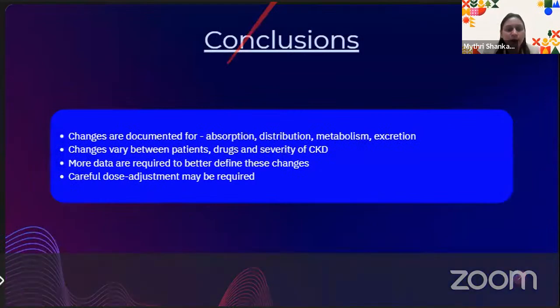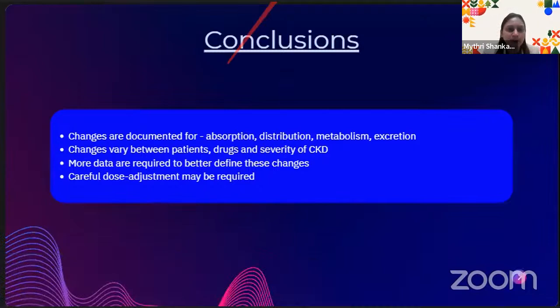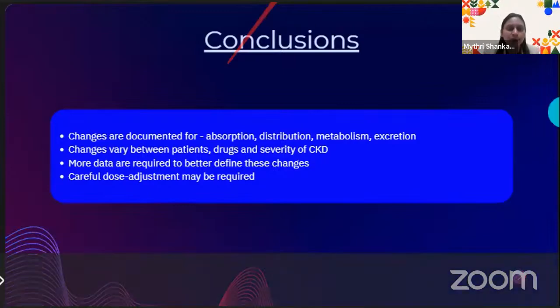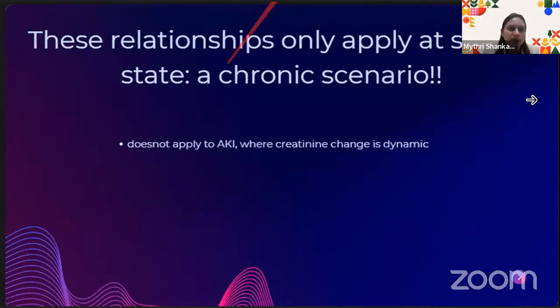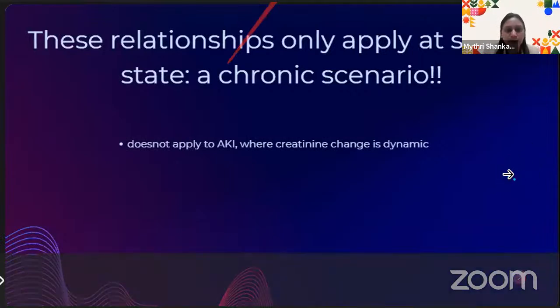So changes are documented for absorption, distribution, metabolism, and excretion. Changes vary between patients, drugs, and severity of chronic kidney disease, and more data is required to better define these changes. Careful dose adjustment is always required. So this relationship only applies to steady state, that is chronic scenario. It does not apply to acute kidney injury where the creatinine change is dynamic.